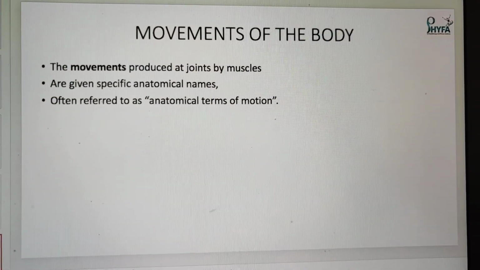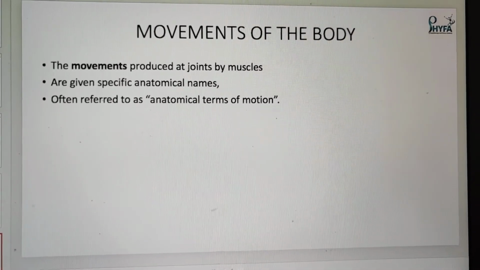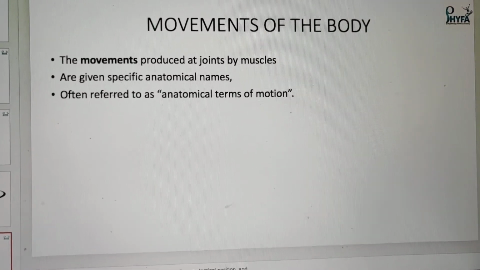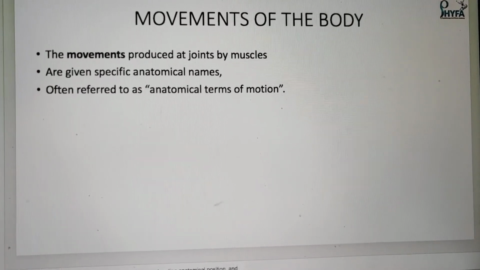Now today's topic is movement of the body. So let's understand a little on the movement. Movement is produced at any particular joint via muscles. Muscles contract to produce the movement.